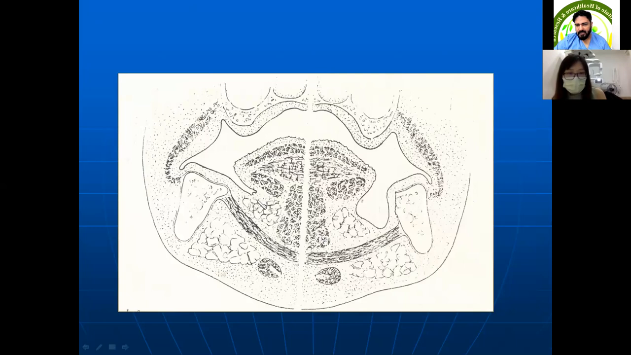You can see a comparison of the sides. On this side, the bony projection is there. So this is removed. Now it is after removal of the bony projection. This is the vestibular depth.